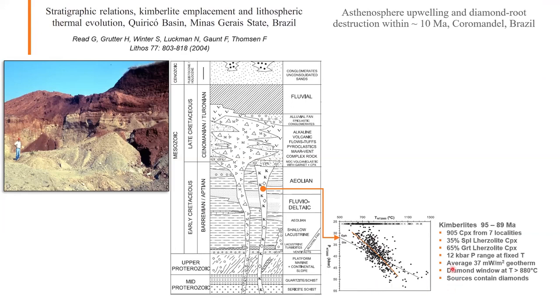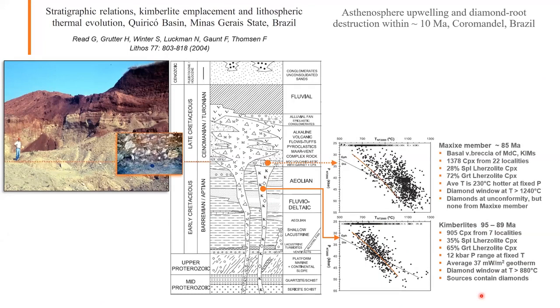Nevertheless, we can constrain an average 37 milliwatt geotherm. It goes into a diamond window at 880 degrees centigrade. Let's look at that. From that point over there upwards, there's 880, and the sources contain diamonds. So these kimberlites contain diamonds. That's great. The kimberlites are dated at 95 to 89 million years.